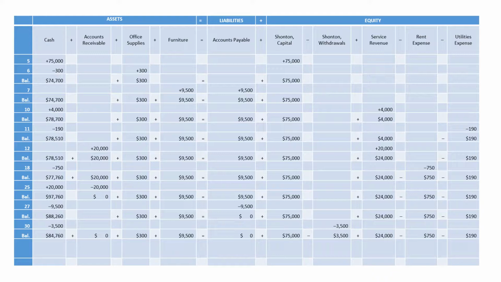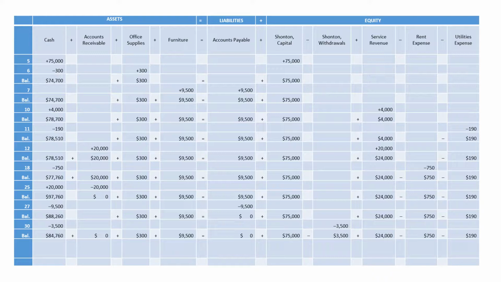Let's go to the 7th. The company purchased office furniture for the office on account, $9,500. So they purchased, we ask ourselves, what happened? Well, they bought more office furniture. Okay, let's increase the asset column, office furniture, by $9,500. It doesn't say they paid for it. They purchased it on account.